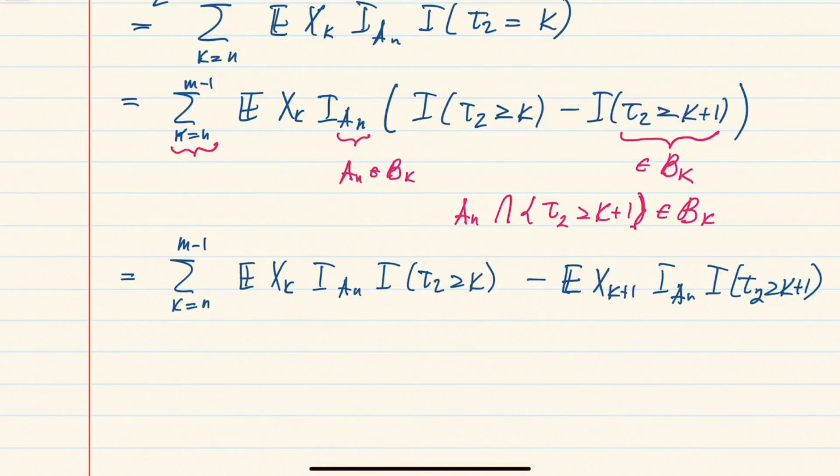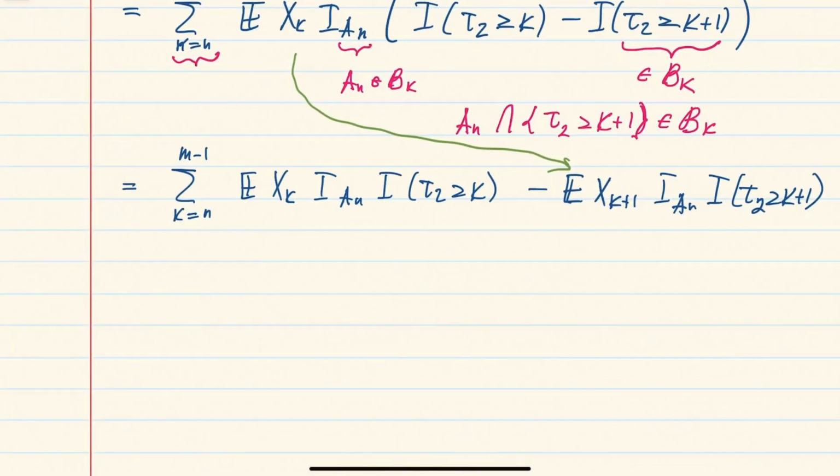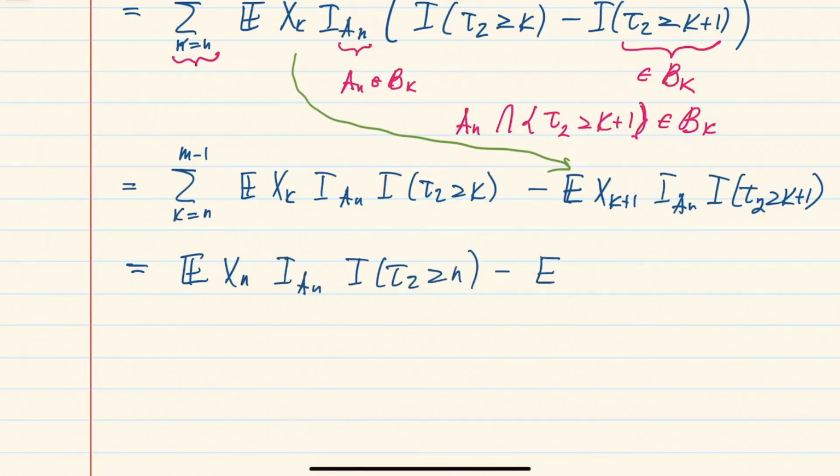And this is the main trick to go from the second term above to this term here, because now we created a telescopic sum. And so in this sum, only the first and last term will survive when you add them up. So you'll get the expectation of xn, and then you'll get the last term.